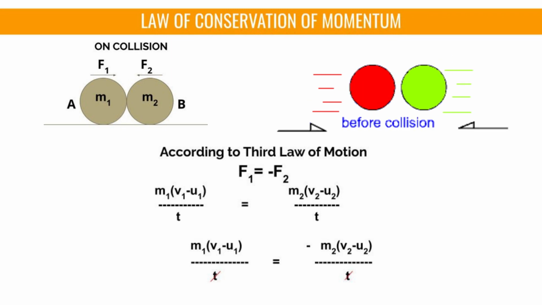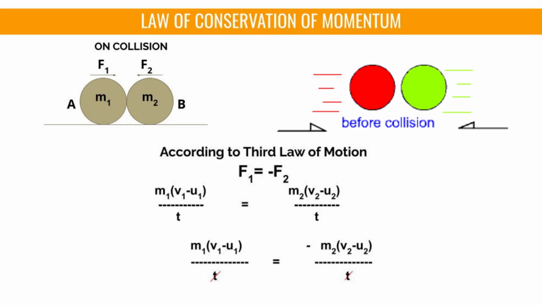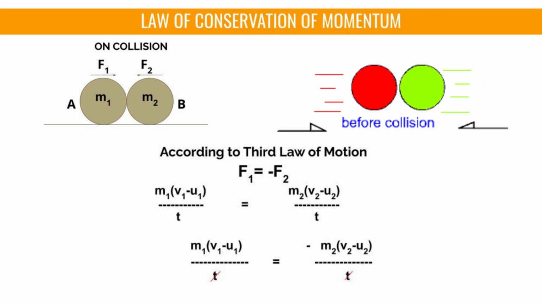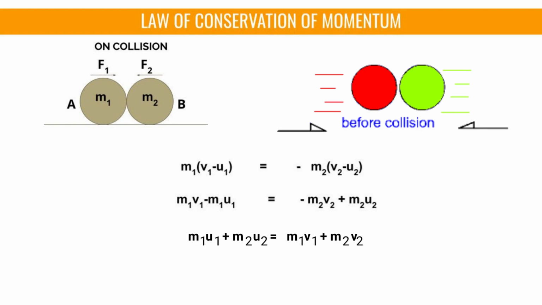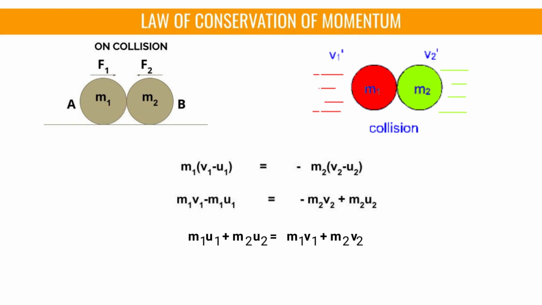Time, t will be eliminated using the cross multiplication method, so we are left with m1(v1 minus u1) equals minus m2(v2 minus u2). On rearranging the equation, we get m1u1 plus m2u2 equals m1v1 plus m2v2.